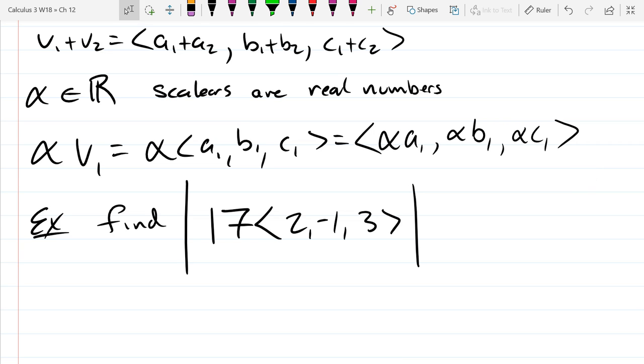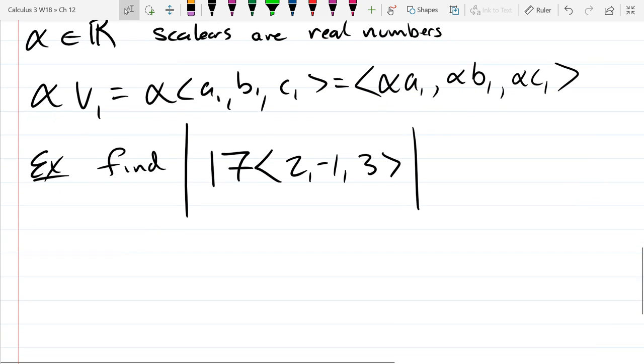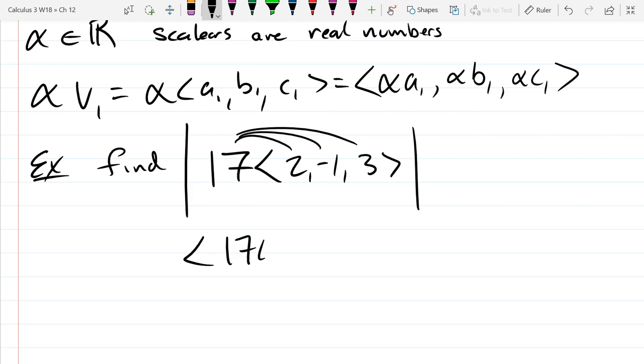So I want to find the magnitude of 17 times this vector right here. So this looks like a really unfun problem to do. So first of all, did I tell you how to do a magnitude of scalar products? Nope, you only know how to do the magnitude of a vector. I did tell you how to distribute your scalar. So let's do that first. No calculators allowed.